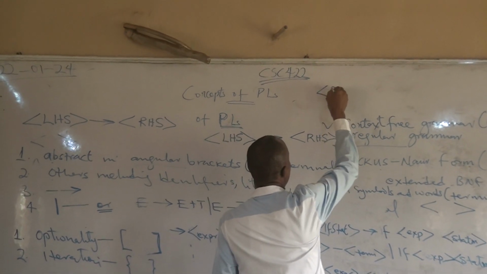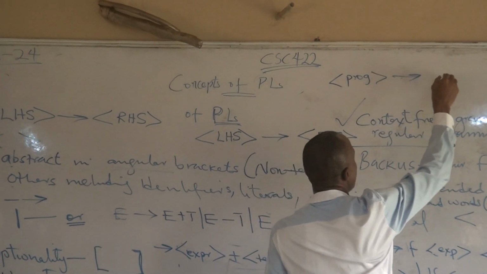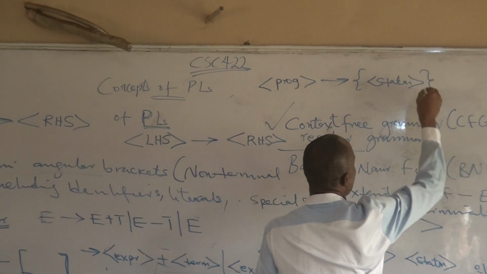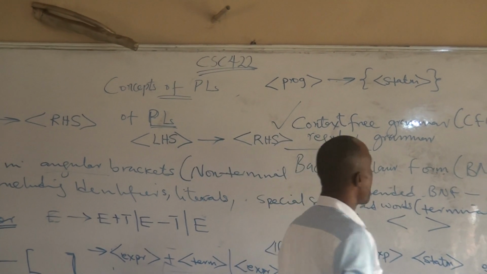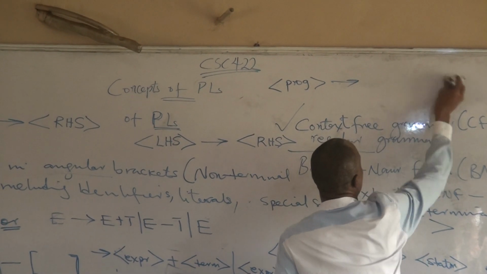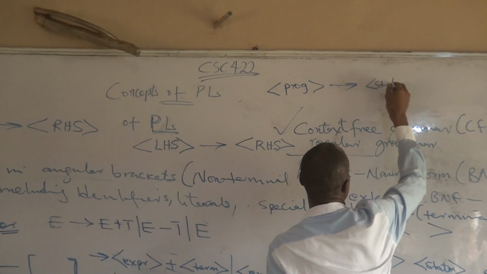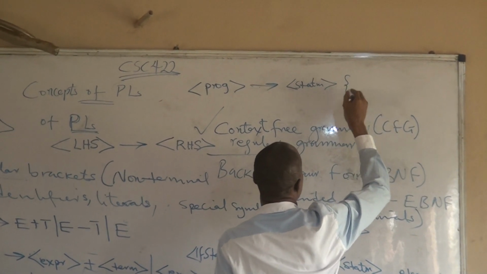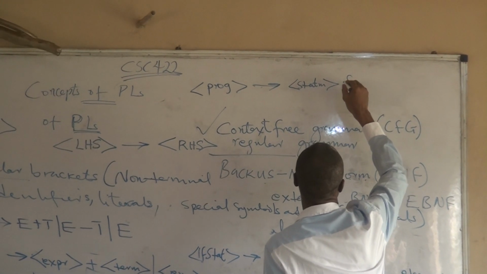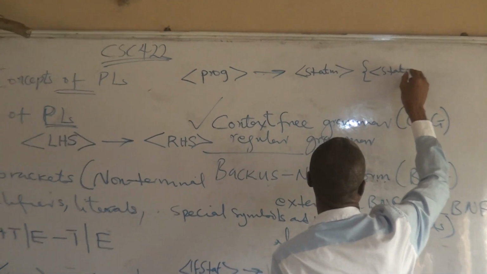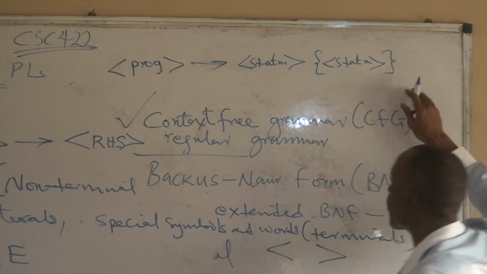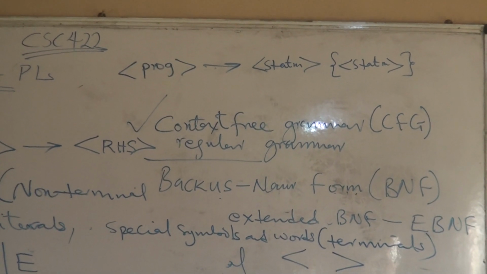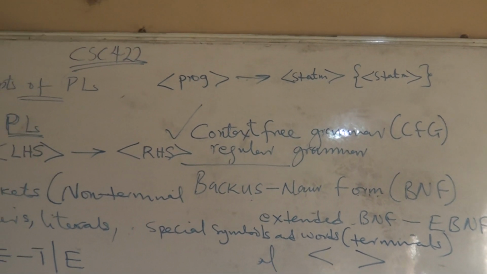So let's say program gives us statement. At least there should be one statement. I say at least there should be one statement. If this is a program, are you seeing it now with EBNF? But how will BNF specify it before?